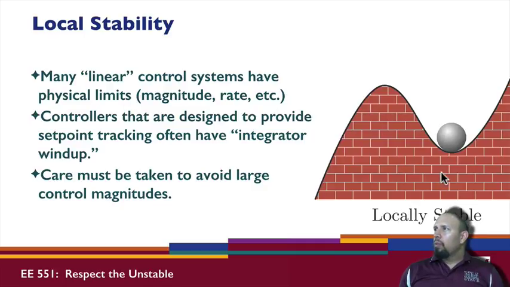Local stability. When we talked about the notion of stability, you can have local stability. Many linear control systems have physical limits. You can have magnitude limits, rate limits. You can have, for example, a saturation in the system, slew rate limitations, and that's just the nature of the physical system. So there's no such thing as a truly linear system, and that's why I put that in quotes. There's no such thing as a truly linear system.